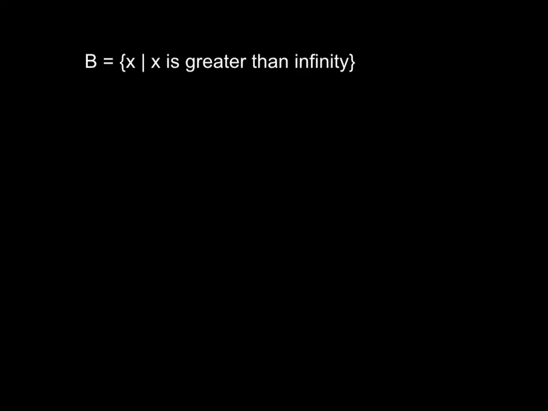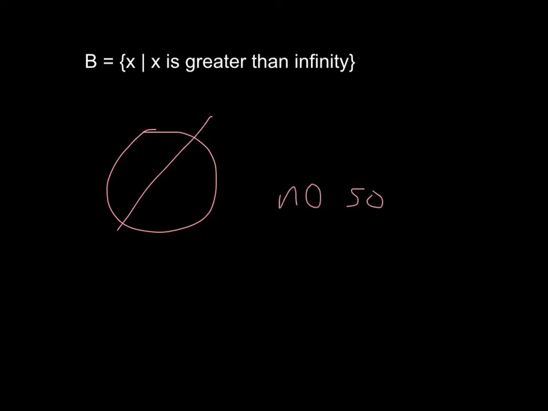Here's another one written in set notation using just English words. B equals x such that x is greater than infinity. Now here's a problem. How are we going to write this? Can we think of a number that is greater than infinity? I don't think there's anything that is going to make this statement true. So this one, right off the bat, is just going to be no solution.